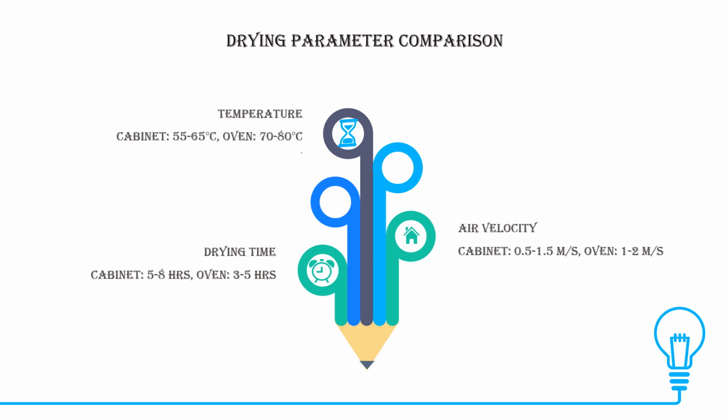And the final is air velocity. Cabinet has 0.5 to 1.5 meter per second, and oven has 1 to 2 meter per second. The specific velocity depends on the type of the product being dried and the desired drying condition, as it plays a crucial role in achieving uniform drying without causing damage to the food. So if you are seeing the drying parameters, temperature, time and air velocity are very important.